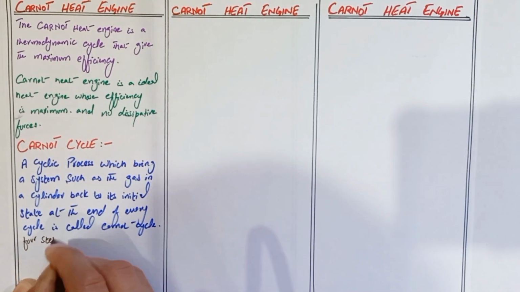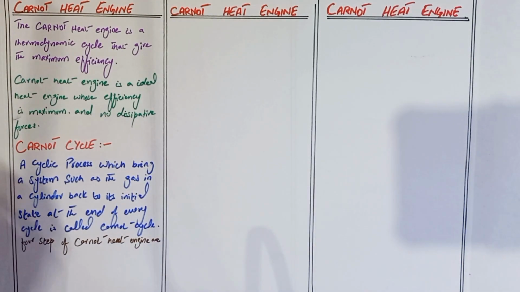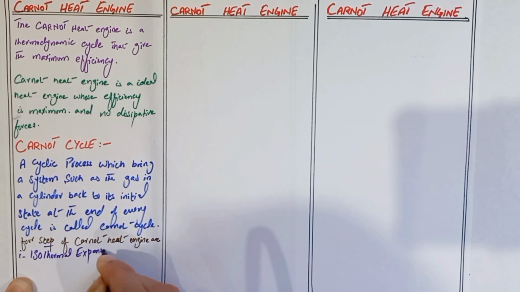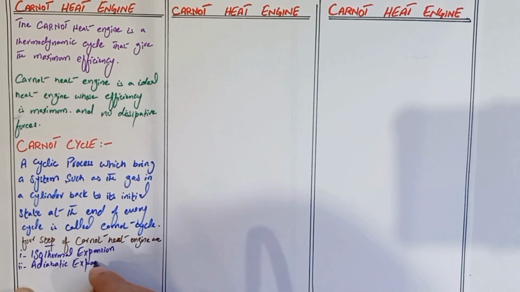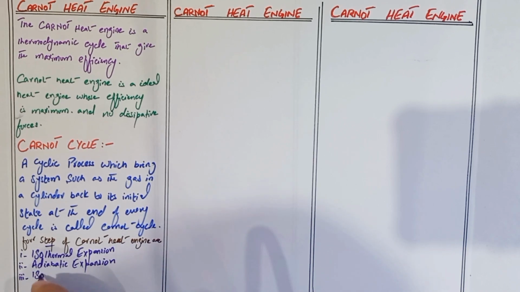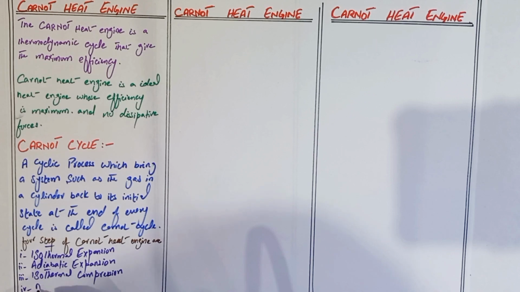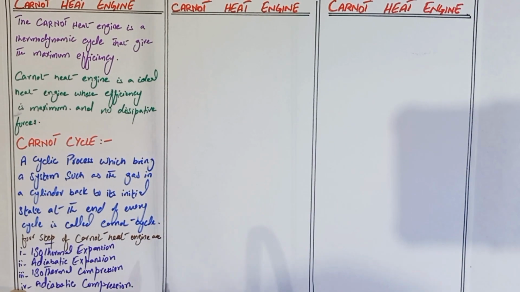The 4 steps of the Carnot heat engine are: first step is isothermal expansion, second is adiabatic expansion, third is isothermal compression, and fourth is adiabatic compression. These are the 4 steps in which the Carnot heat engine works.